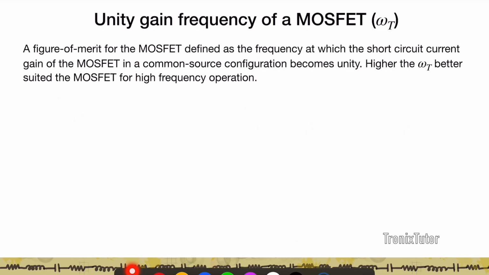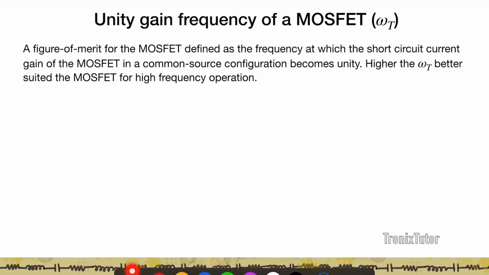Now let's talk about another figure of merit of a MOSFET, and that's known as the unity gain frequency, right? Now, why is this important? So the higher the unity gain frequency, the better the MOSFET is at amplification. So as you've seen, if you look at the common source amplifier, what's happening is that as the frequency of the signal increases, I see the gain drop, right?